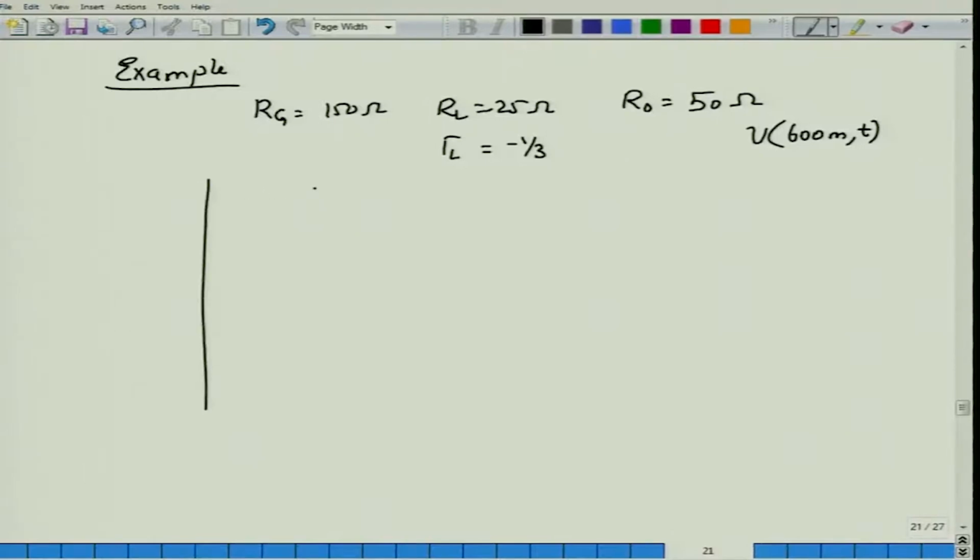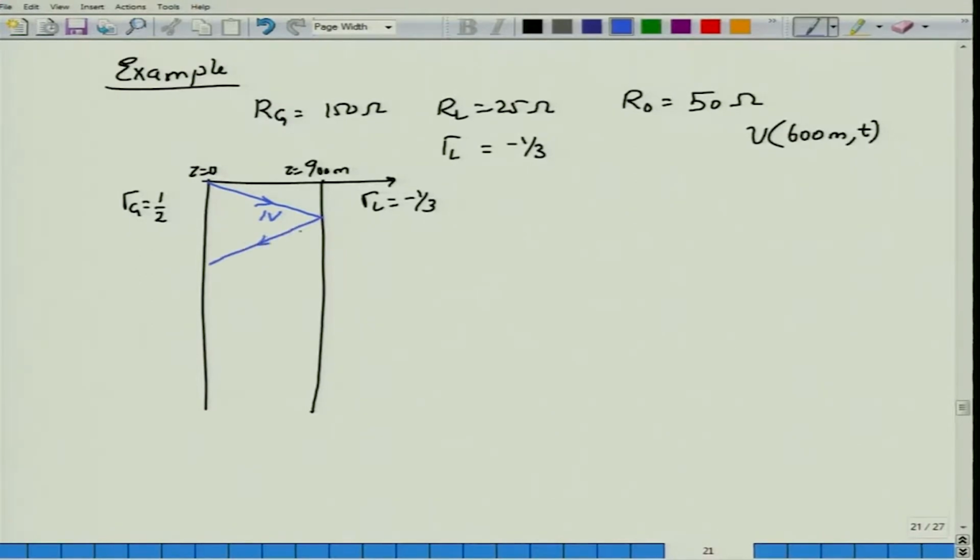I will construct the lattice diagram over here first. All the values that we require are already here. Gamma G is equal to half, gamma L is equal to minus 1 by 3. This is at 900 meters, this is at Z equal to 0 meters, okay. So, we begin with a V1 plus, which is the same as the previous case, which is 1 volt. So, the 1 volt wave propagates from the sending side and reaches the load side, at which point it gets reflected. What is the reflected voltage amplitude? Minus 1 by 3.